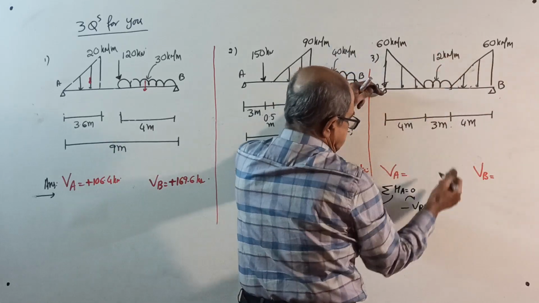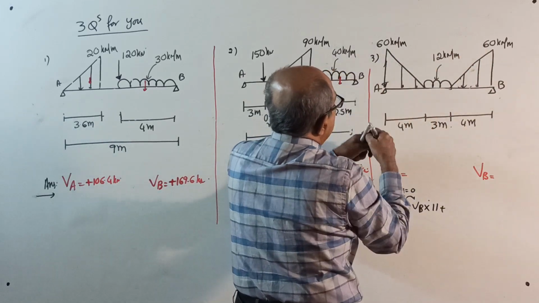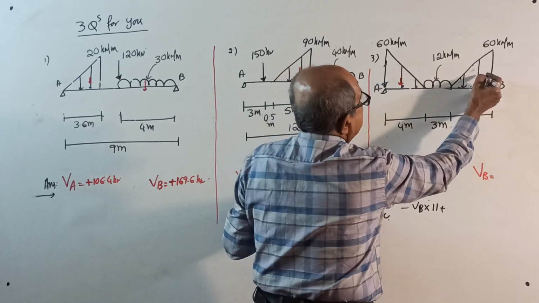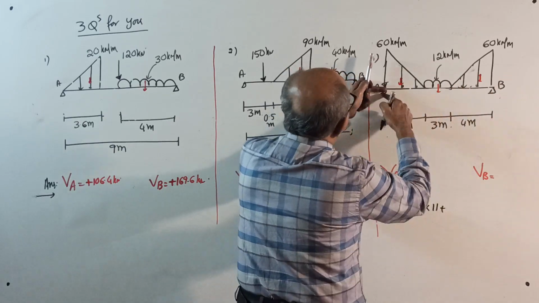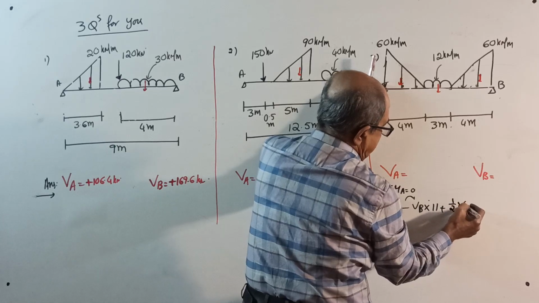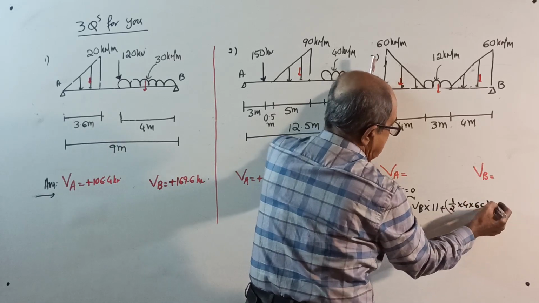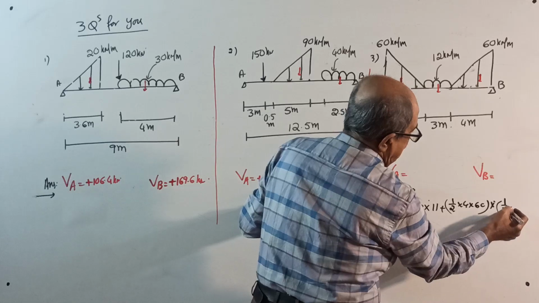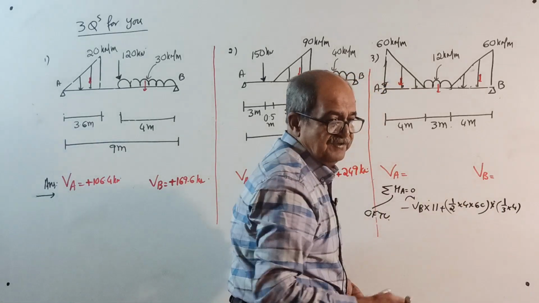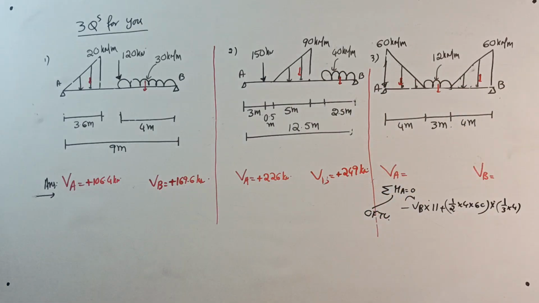Minus VB into 11 plus, see, this load is acting here, this load is acting here, this load is acting here. So, plus half into 4 into 60, half into 4 into 60 is the total load multiplied by, from here to here is 1/3 of 4. I should check the camera once because I have gone much to the right side. If I go too much right side, later I will find out that it is gone beyond camera. No, it is not beyond camera. Okay, no problem. Within camera only.